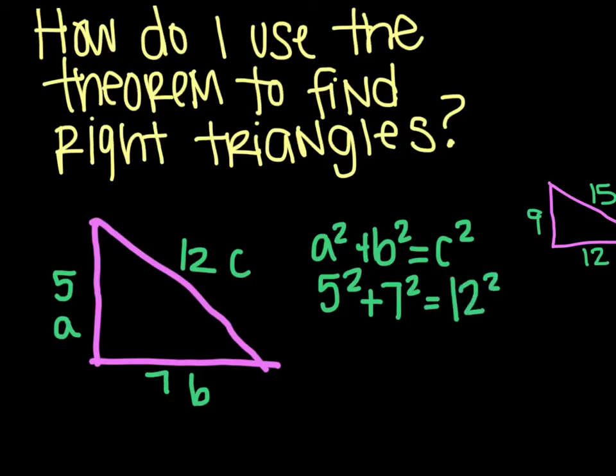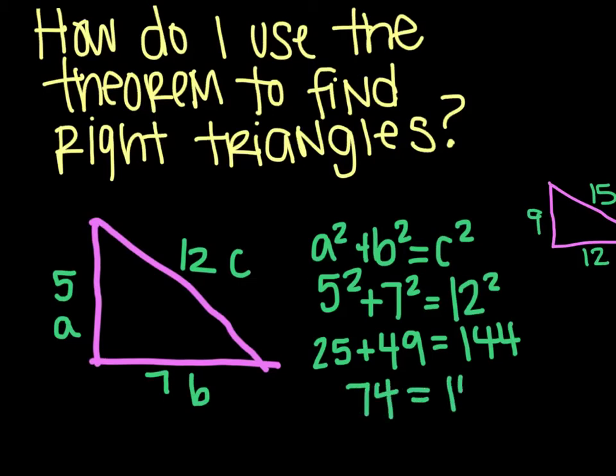And you evaluate this out. So 5 squared is 25. 25 plus 7 squared is 49, equals, and then 12 squared is 144. And you want to see if these balance each other out. So you're going to take 25 and add 49, and you get an answer of 74. That does not equal 144, so your answer is no. This is not a right triangle.